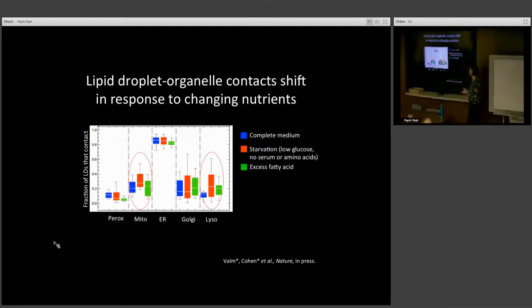So these contacts can shift in response to changing nutritional conditions. So in response to both starvation and excess fatty acid, we saw an increase in the contacts between lipid droplets and mitochondria, as well as an increase in the contacts between lipid droplets and lysosomes.